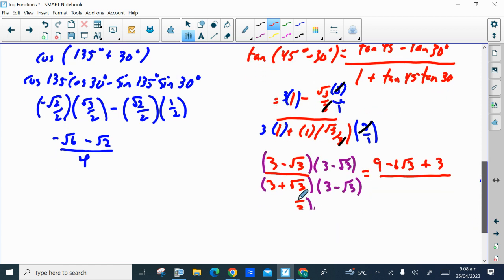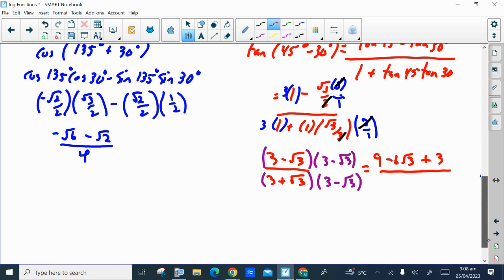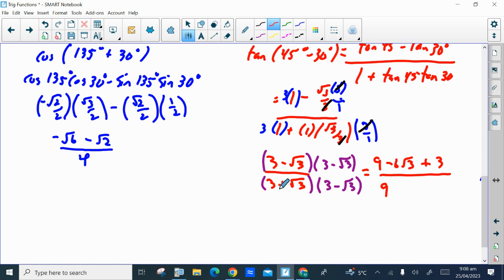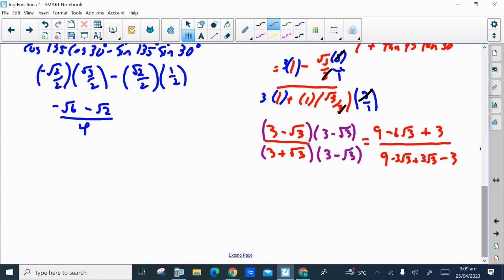when you multiply these out, the front terms, 3 times 3 again gives you 9. The outer products would be negative 3 root 3, the inner positive 3 root 3. They cancel. That's why multiplying by the conjugate works, because those terms involving the radicals will always cancel. And the last terms, positive times a negative is a negative. Root 3 times root 3 again is 3.